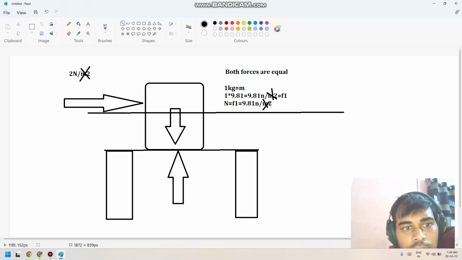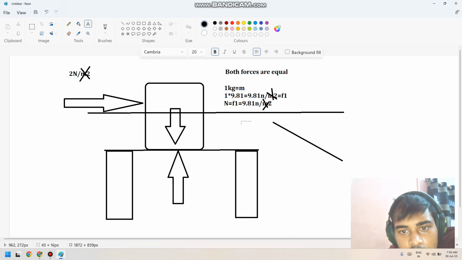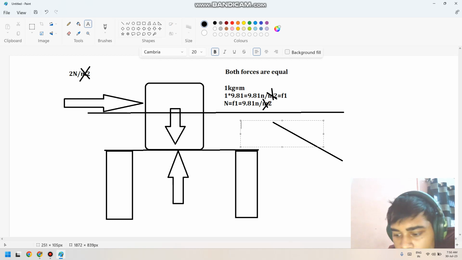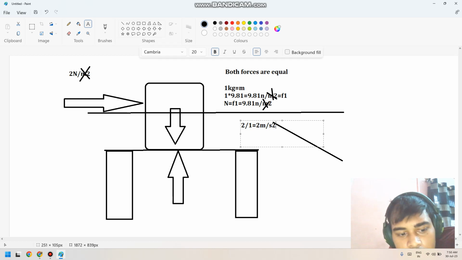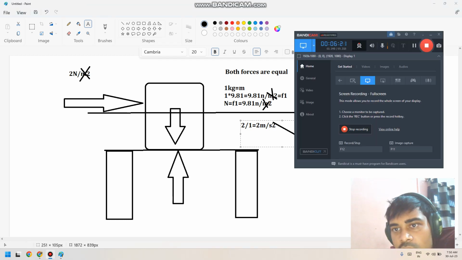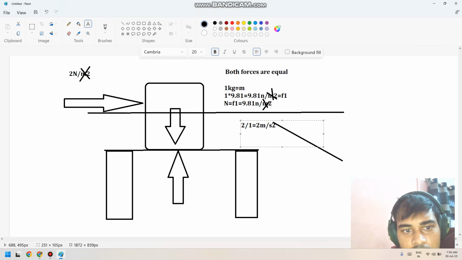Now, what will be the acceleration of this object in this direction? This will be equal to force divided by mass equals to this. This will be the acceleration, meter per second square. Did you get it? It is very easy. You just have to understand it.